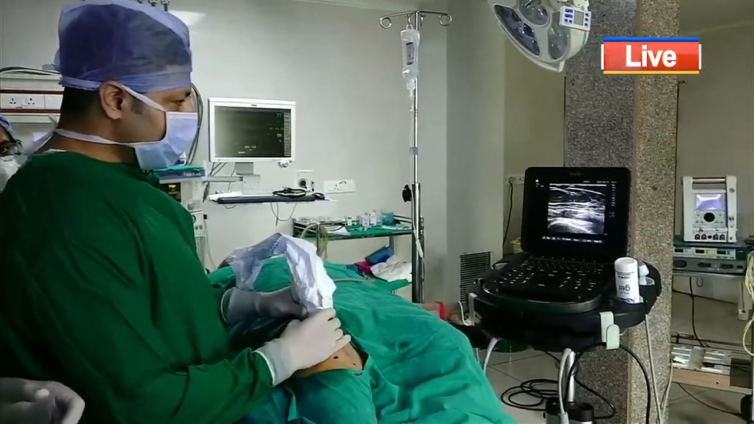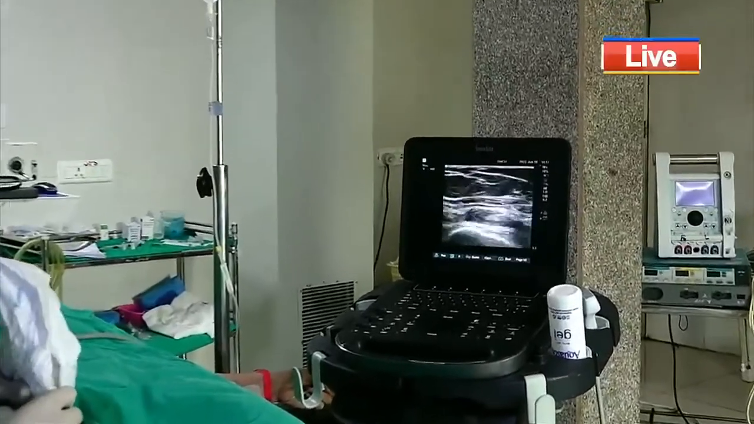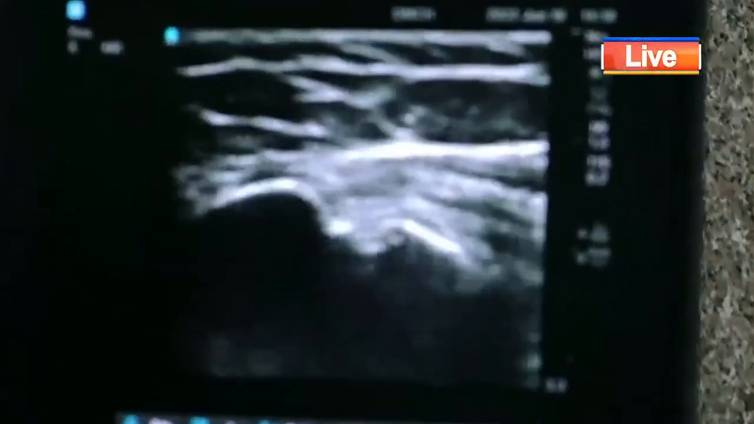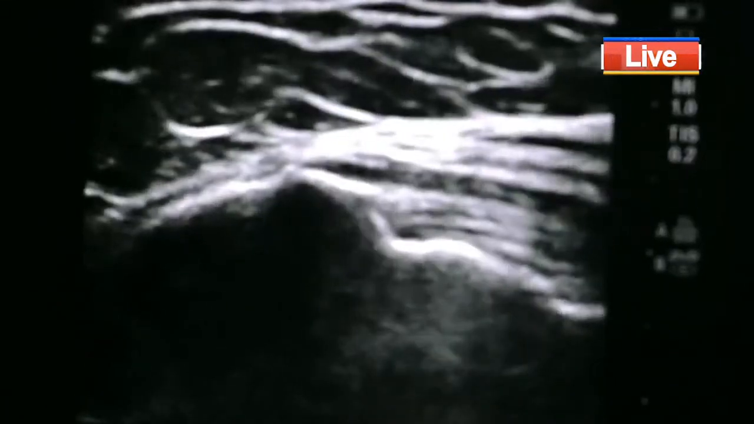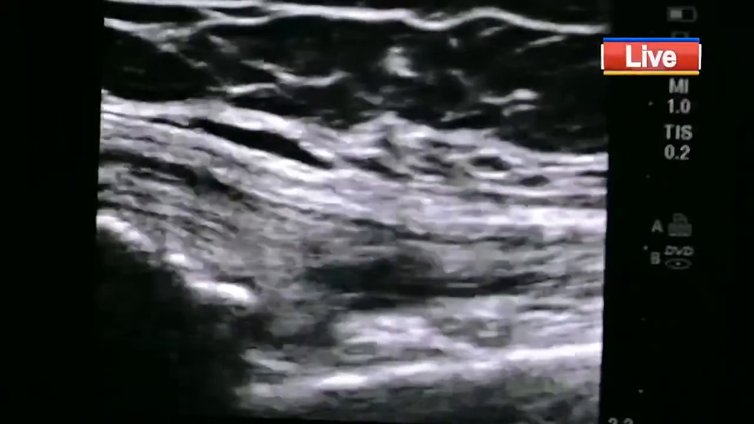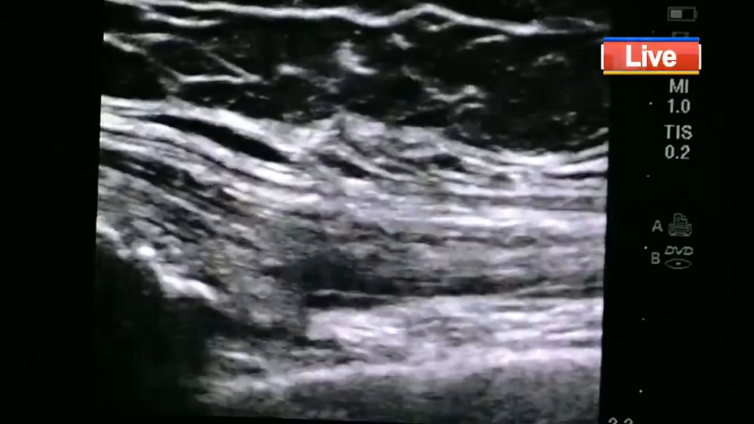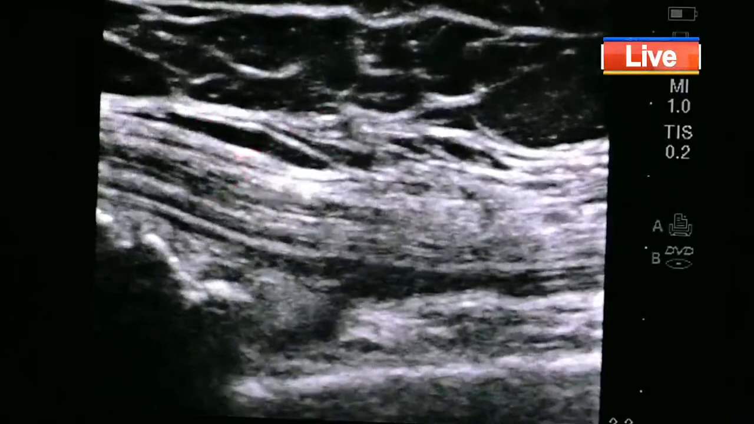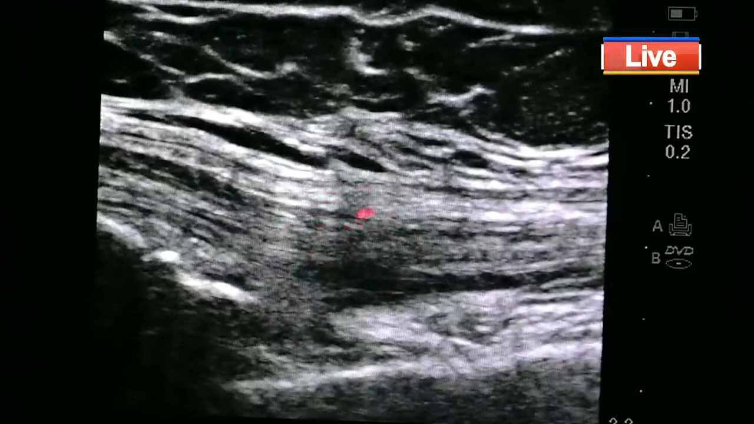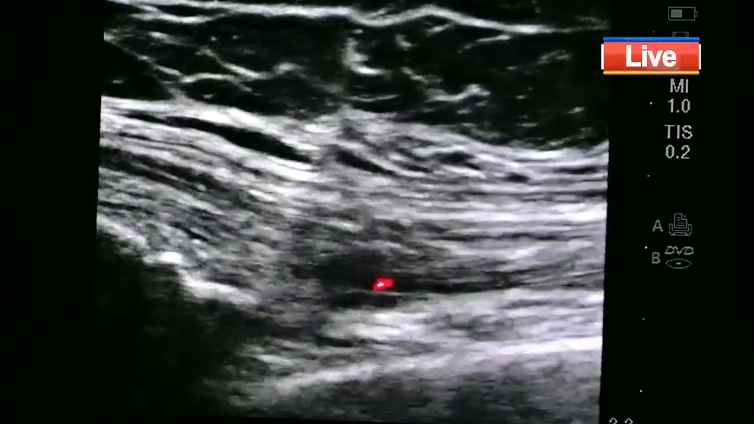Now the key here is to find the suprapatellar recess. As I told you in the morning, we will first see the patella, and as we go up we see the quadriceps tendon. So this is the tendon. The upper portion shows the fine tendon fibrils. And you can see this black space just below this. This is the recess.